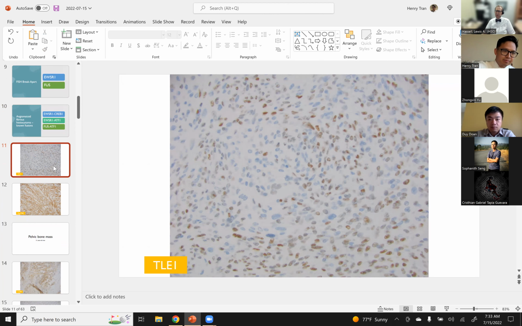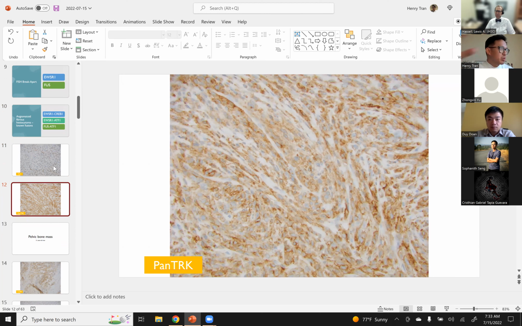The next stain we did, just because we had a spindle cell proliferation, is a pan-tyrosine receptor kinase stain. Nowadays, Trk is used for a lot of fibrosarcomas in pediatrics, mainly infantile fibrosarcoma. But oddly enough, it ended up being diffusely positive. I'm not sure about the significance of this. The RNA fusion sarcoma panel did not see any alterations in the NTRK1 or 3 genes, but for some reason this stain ended up being positive.